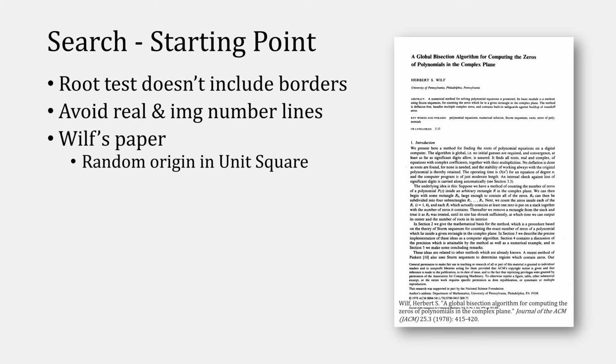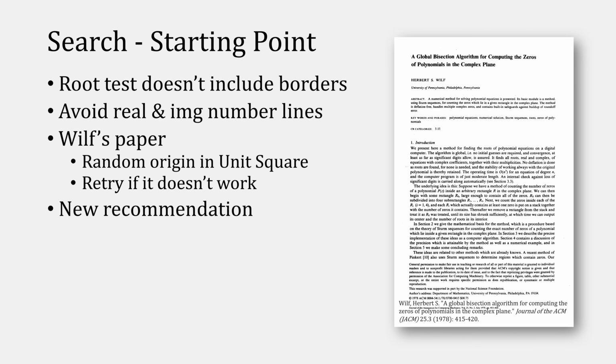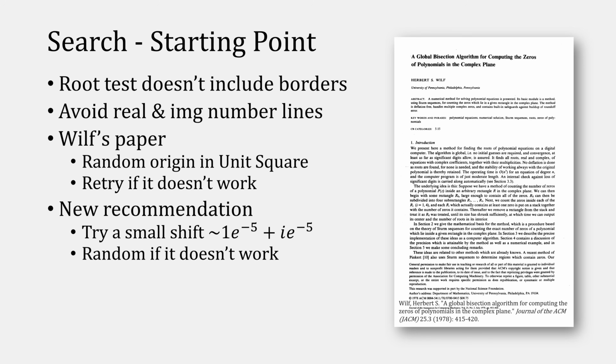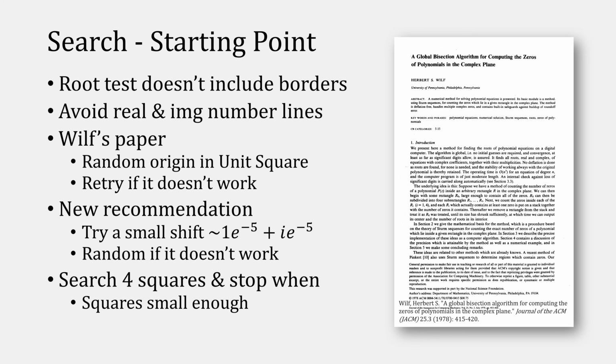In Wilf's paper, he uses a random point inside the unit square, and then retries if for whatever reason it doesn't work. I recommend just making a small shift, and then if it doesn't work, use a retry. Then keep searching with 4 squares, and stop once your squares become small enough and you found all of your roots.